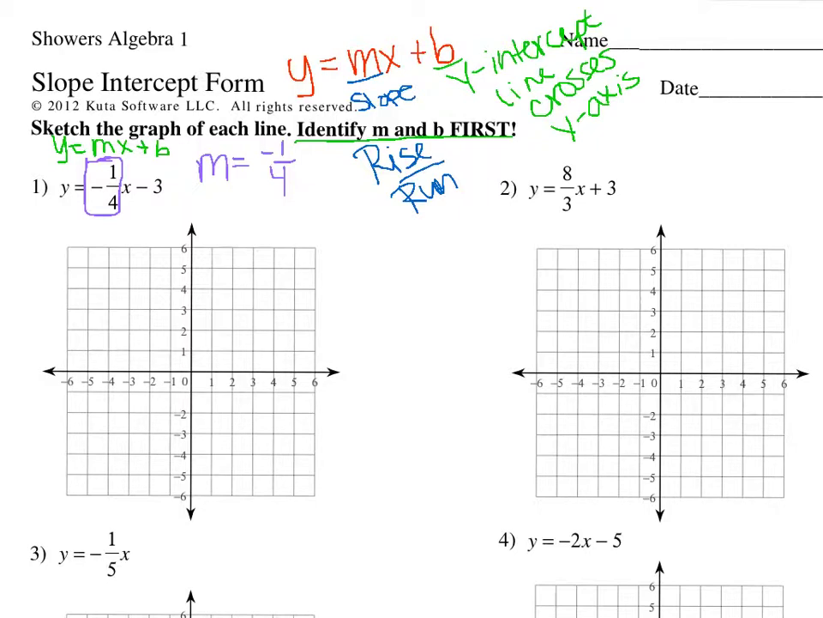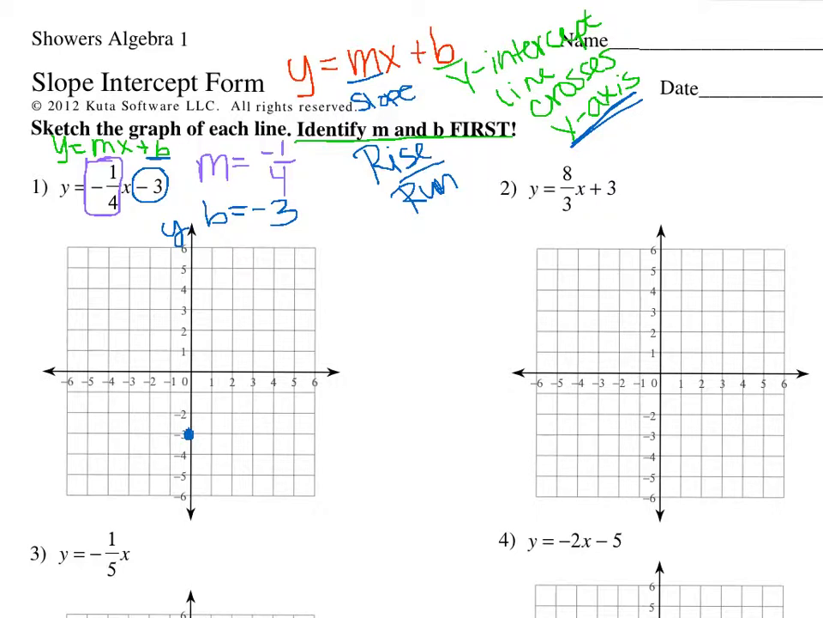Then I'm also going to look and I'm going to see what my b value is. So notice the b value is like the constant. So in this equation, my b value is negative 3. So I'll write b equals negative 3. Now we're going to start with b because it comes first in the alphabet and it's actually the easiest one. And b, remember, is the y-intercept, so it's on the y-axis. So I'm going to look on the y-axis up and down, and I'm going to put a dot on negative 3.